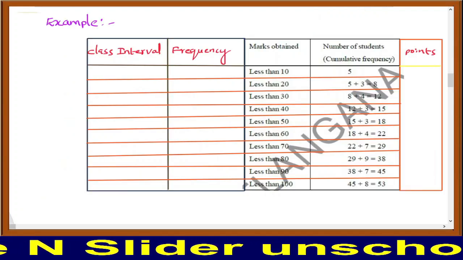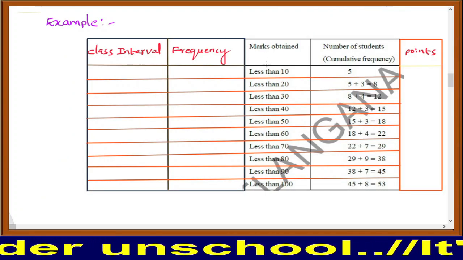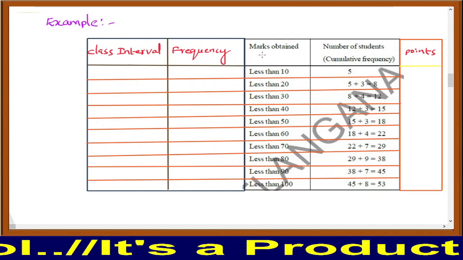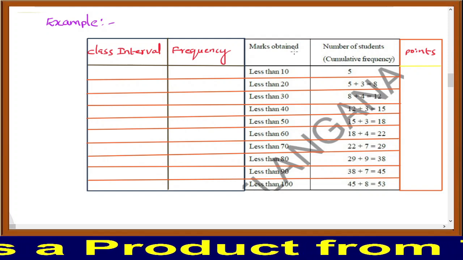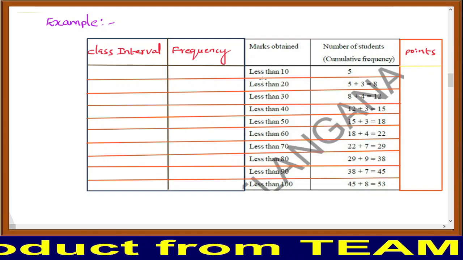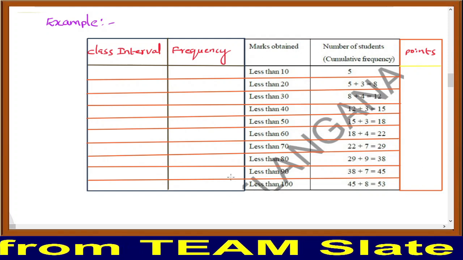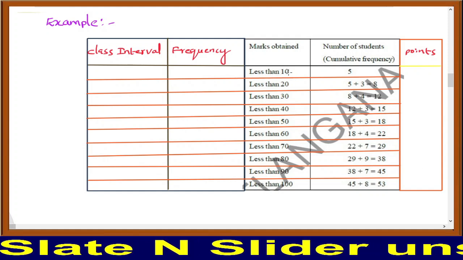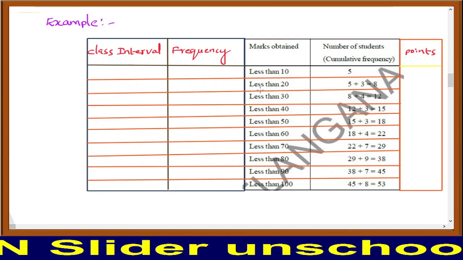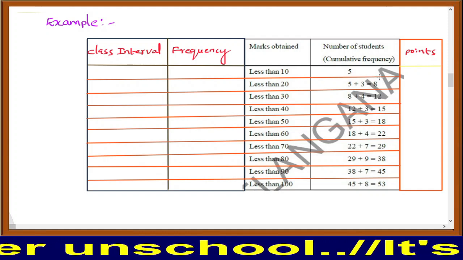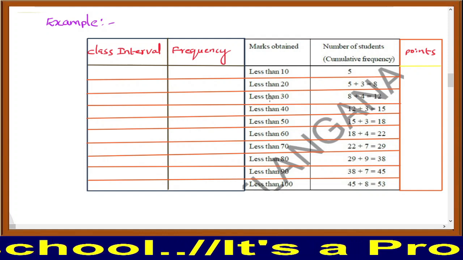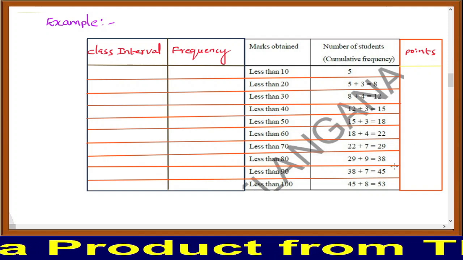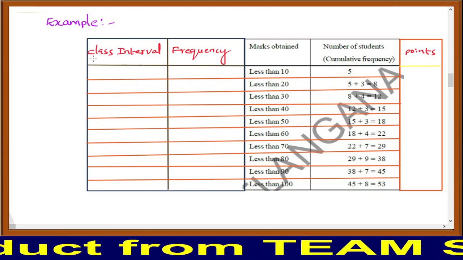Let us discuss one more question. In that you have to find out the median, but in the question itself you will be given only marks obtained and the number of students. So here the question will be like this, just see the table. Less than 10, the number of students who got below 10 marks is 5 students, and the number of students who got below 20 marks is 8 students, and the number of students who got below 30 marks is 12 students. Like that the table will be given. So for this also you have to find out the median.